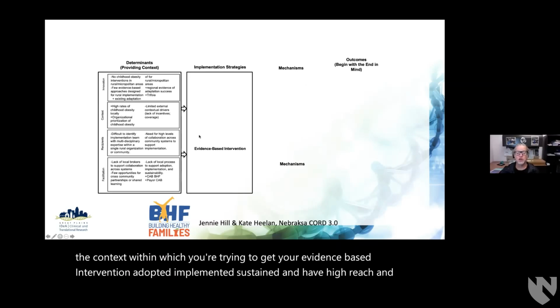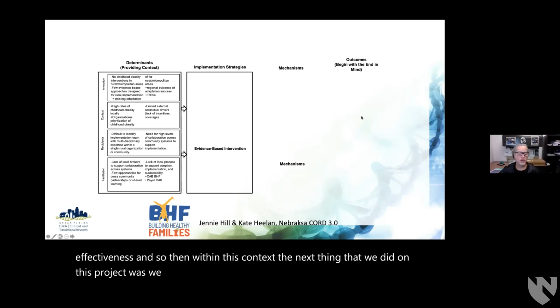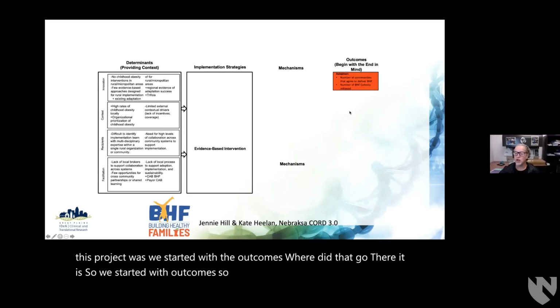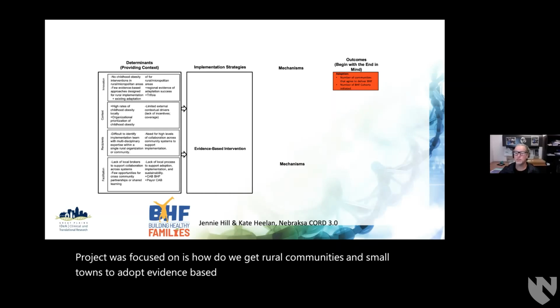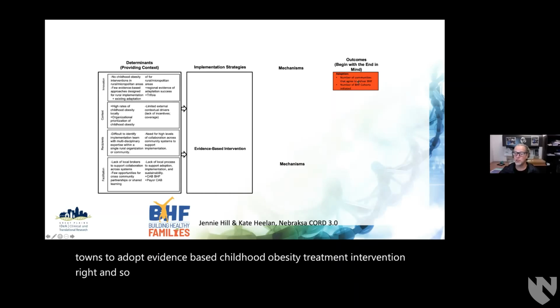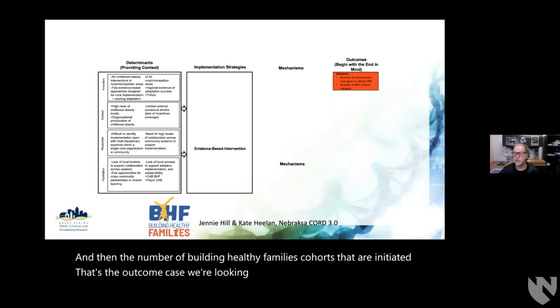And so then within this context, the next thing that we did on this project was we started with the outcomes. There it is. So the first thing that this project was focused on is how do we get rural communities and small towns to adopt an evidence-based childhood obesity treatment intervention? Right. And so we operationalize adoption as the number of communities that agree to deliver BHF, which stands for Building Healthy Families. You can see over there on the nice logo. And then the number of Building Healthy Families cohorts that are initiated. That's the outcome. Okay, so we're looking for how many communities, what types of communities.